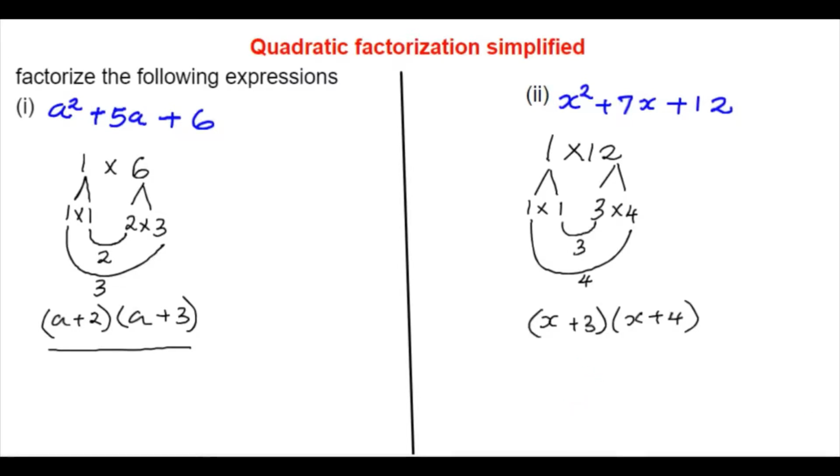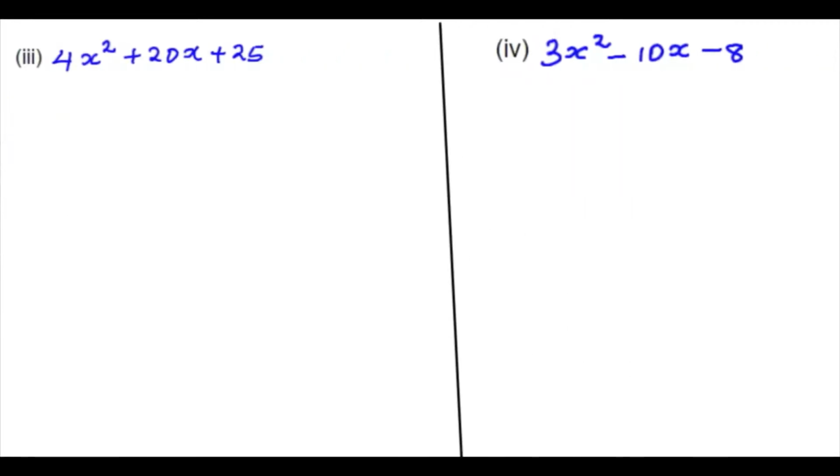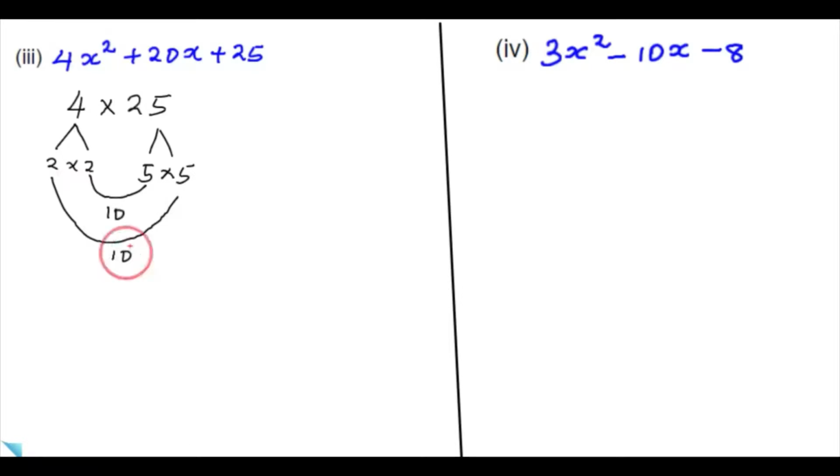Now, let's move on to part 3. In this particular question, you see it is changing a bit. Now we are having 4x squared, so the coefficient is no longer 1. We have a 4 here. The working does not change. We will have 4 times 25. So 4, I break it down to 2 and 2. 25, I break it down to 5 times 5. Those are the closest numbers. So if I group, I'll have a 10, and another 10.